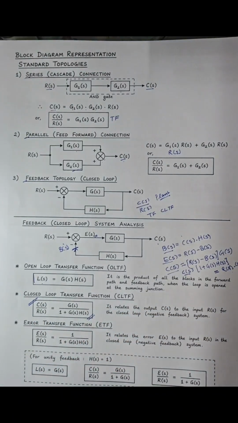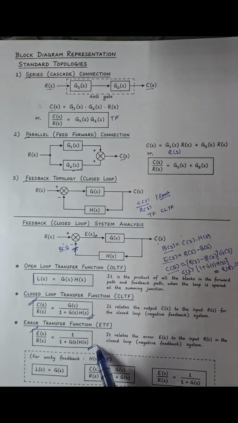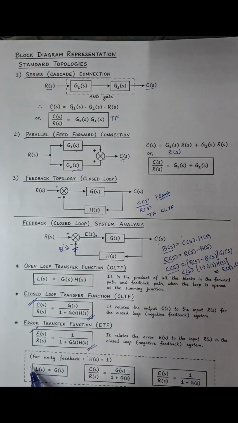Now we will move ahead to the error transfer function. The error transfer function comes out to be E(s) by R(s) equals 1 upon 1 plus G(s)H(s). This is a very important transfer function. If the feedback is unity, meaning H(s) equals 1, then the open loop transfer function will equal G(s), which is the forward path gain. C(s) by R(s) equals G(s) upon 1 plus G(s), with H(s) equal to 1. E(s) by R(s) equals 1 upon 1 plus G(s).